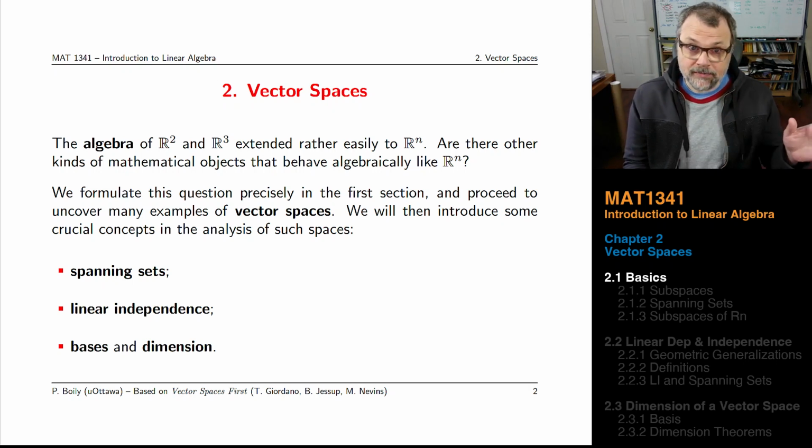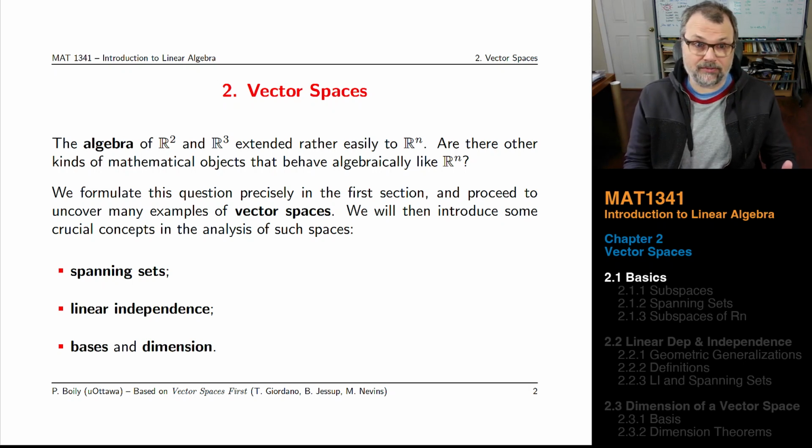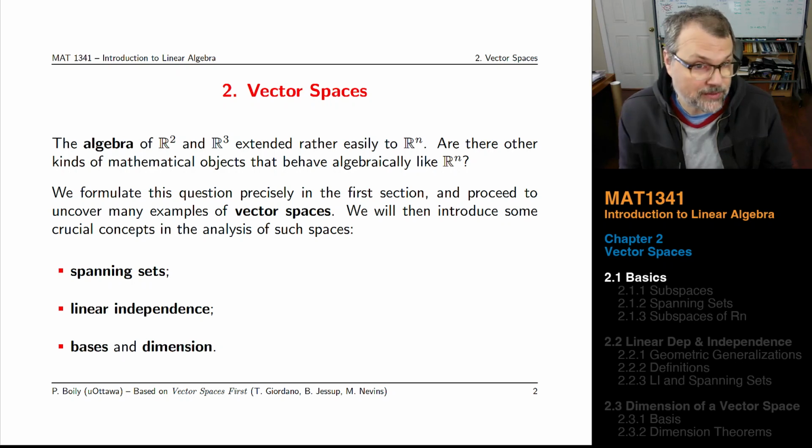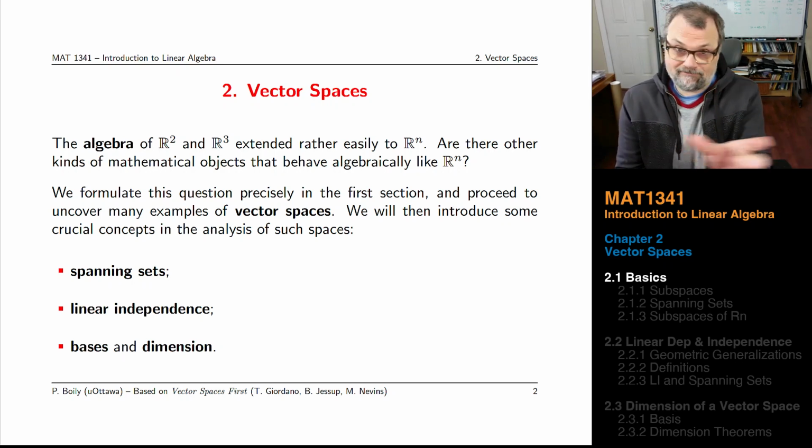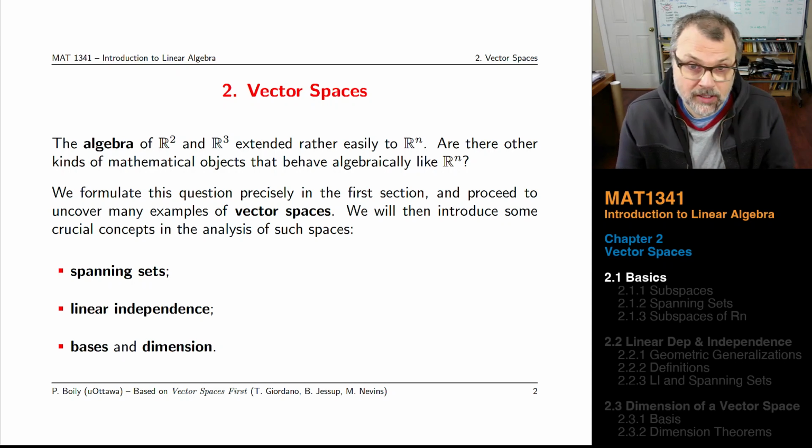So it's pretty easy in general to extend the algebra of 2 space and 3 space to n space. What we're interested in here is to find mathematical objects that behave like n space from an algebraic perspective. It turns out that there are such objects. We call them vector spaces, and they do not have to be vectors as in geometrical vectors, n tuples, right? A collection of n numbers like this.